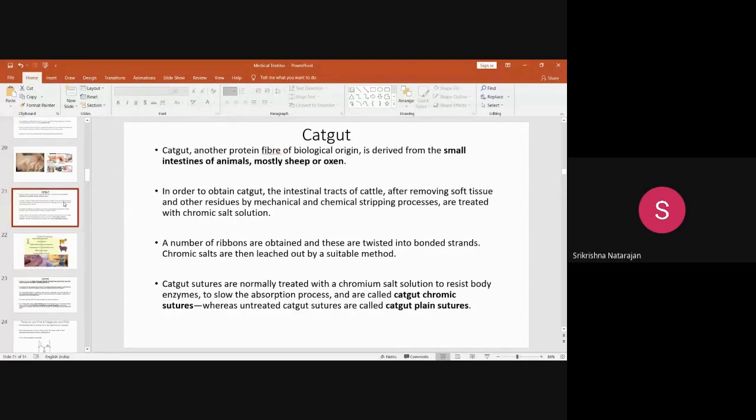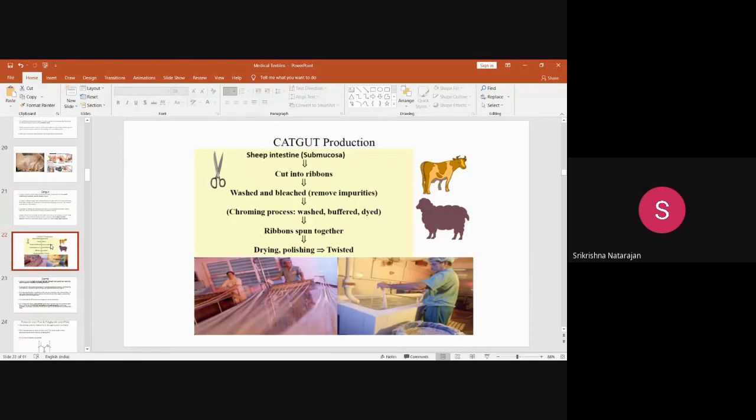If you recall our discussion on the catgut, this is the slide which we have seen. This is how it is processed, that is, from the sheep or cattle intestine. You take the intestines and then cut them into ribbons, wash them, bleach them, and do the chroming process, that is washing, bleaching, and dyeing. And whatever ribbons you get, you spin the ribbons together, then do the drying, polishing, twisting. This is how these fibers are made.